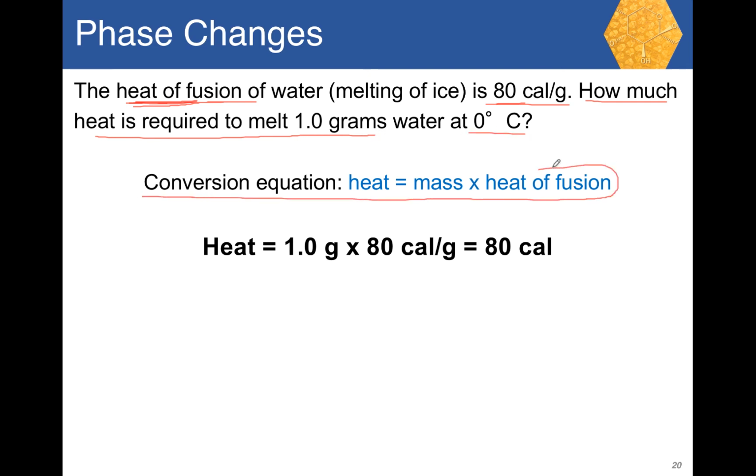Conversion equation here, remember, is always given. Your job is just to utilize that to solve a problem. So we know that the heat is equal to the mass times the heat of fusion, which of course is a constant. So that's always given. If you're calculating for the heat, it's just a matter of substituting these values into this equation and solving it, and you get 80 calories. So it takes 80 calories to melt 1 gram of ice.